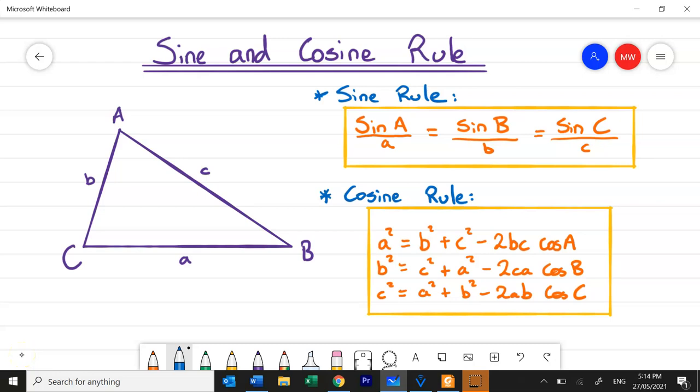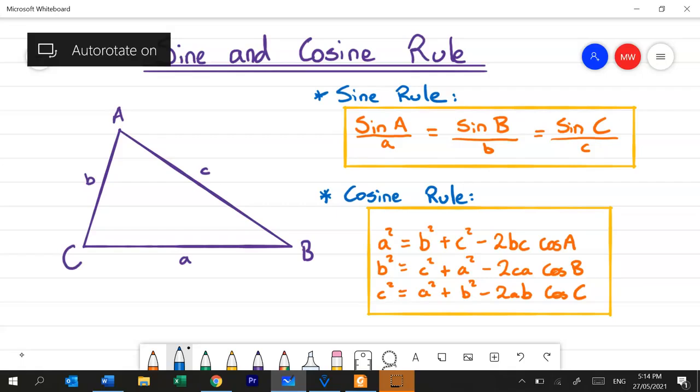I'm not here for a new idea, but I've made a video for you so that you guys can have the best shot at trying to work out this cosine and sine rule.